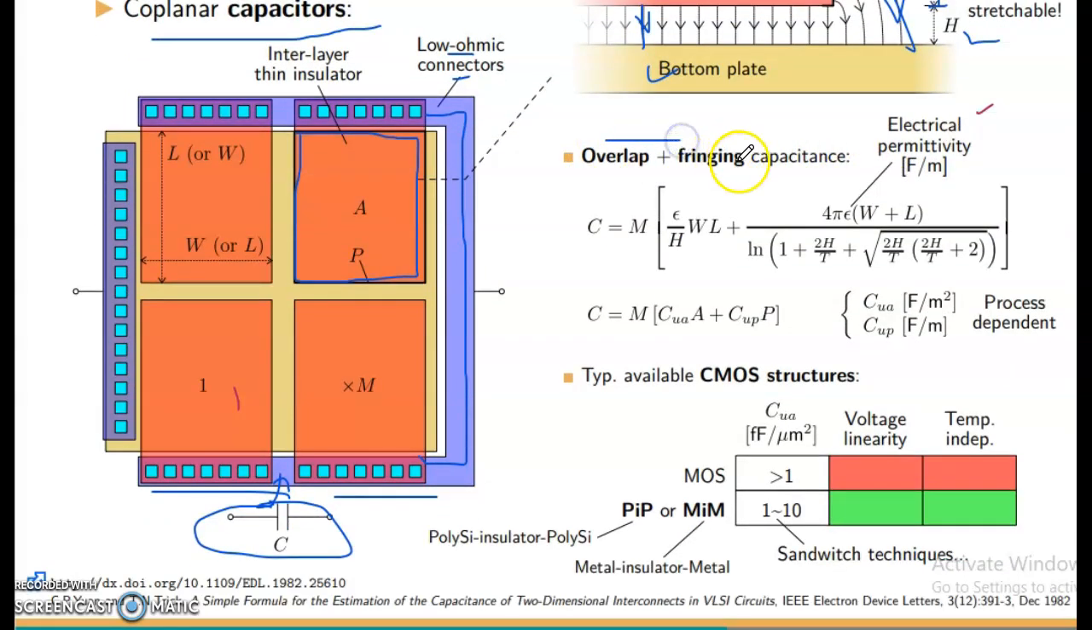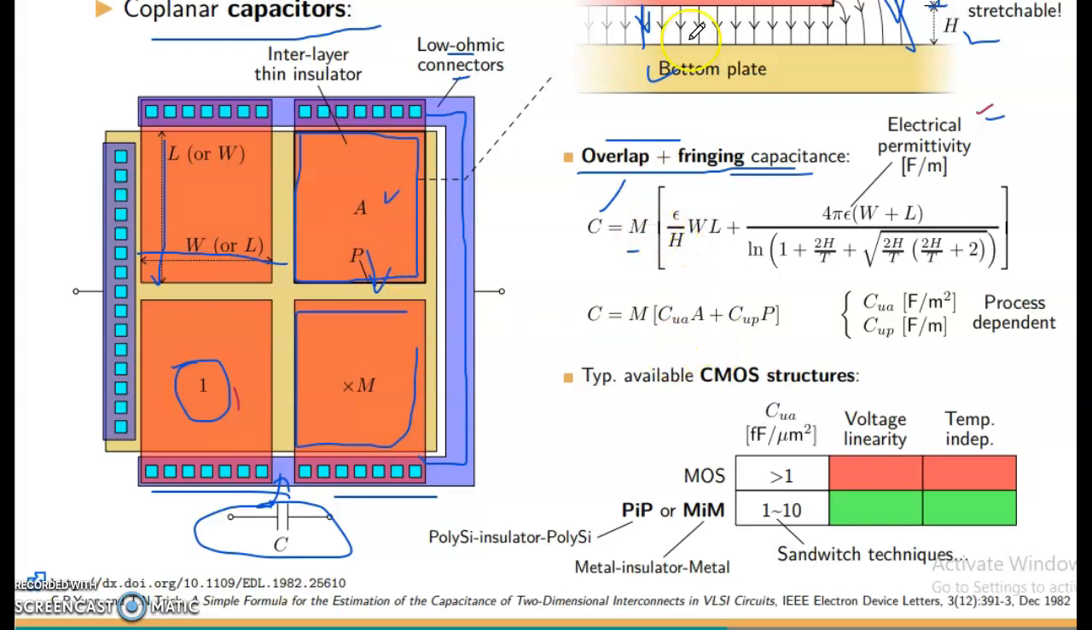Overlap plus fringing capacitance, with electrical permittivity in F/m. The overlap fringing capacitance C is equal to a multiplication with M, of 1, L or W, this height, W or L here. This is A, this is B.